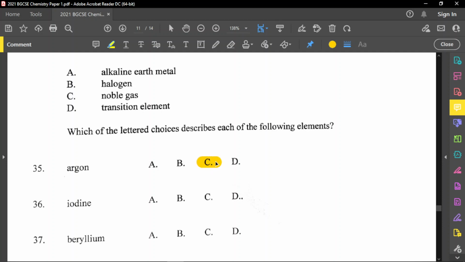All right, cool. Next one is iodine. Iodine is in group 7. It is a halogen, and halogens are in group 7, so B will be the option right here. All right, beryllium. Beryllium is from group 2, so it's an alkaline earth metal. Group 1 is alkali metals, group 2 is alkaline earth. So 37 here is A.